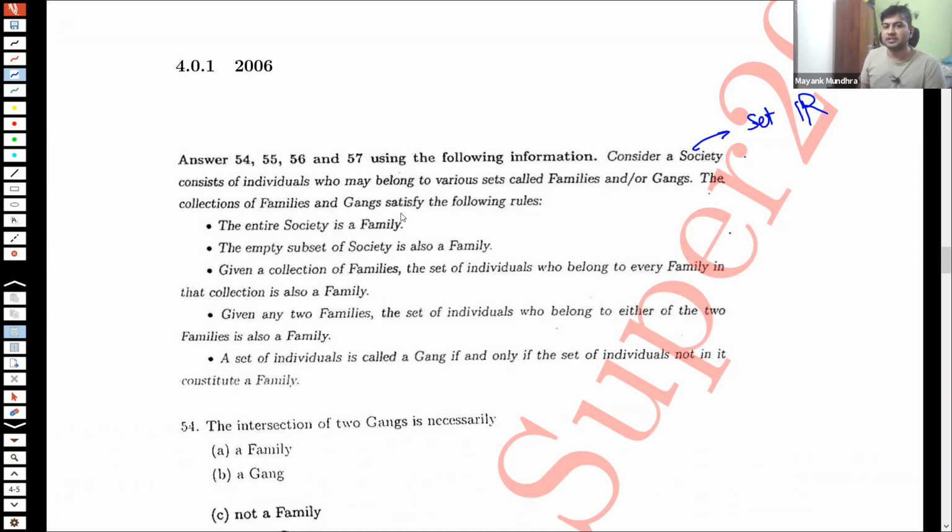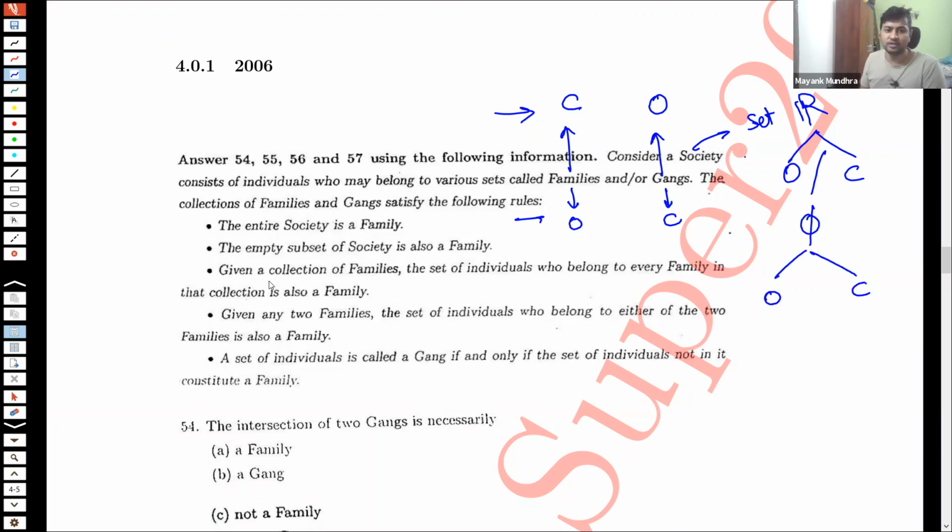So the collection of families and gangs satisfy the following rules. The entire society is a family. Okay, so I have two possibilities basically here. Either families are open sets and gangs are closed sets, or families are closed sets and gangs are open sets. These are the two possibilities that I have. Okay, the entire society is a family. So I know that the set of real numbers is both open and closed. So this does not give me any further information into solving this conundrum, whether families represent open sets or families represent closed sets. The empty set of the society is also a family. I know that the set phi is also both open and closed. So again, no extra information.